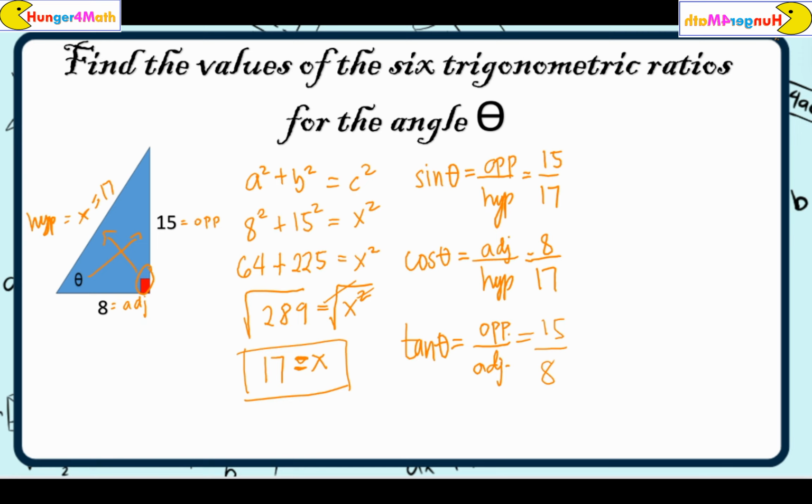Then for the inverse, cosecant theta, so we can just inverse 15 over 17, that will be 17 over 15. Then for the secant theta, that's the inverse of the cosine, so from 8 over 17 it becomes 17 over 8. Then cotangent, inverse of tangent, from 15 over 8 it becomes 8 over 15. So here are the 6 trigonometric ratios for this triangle.